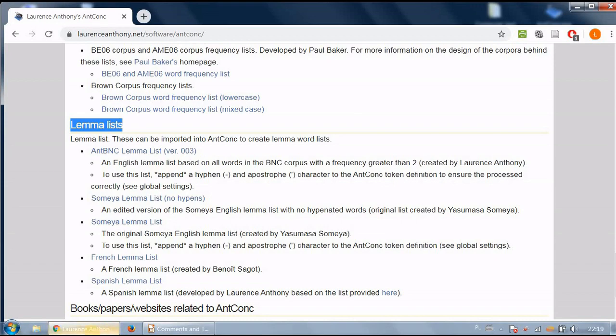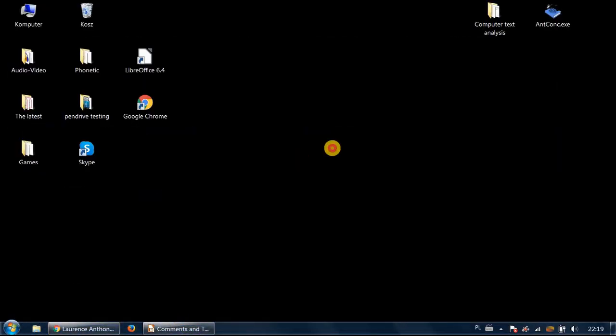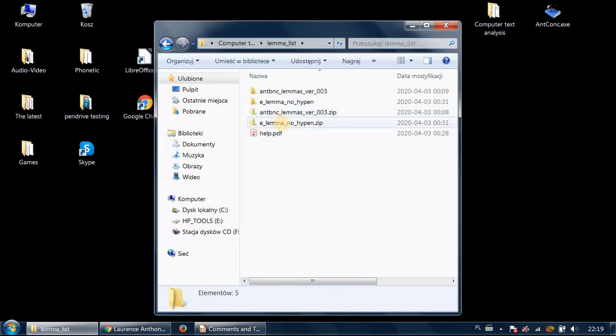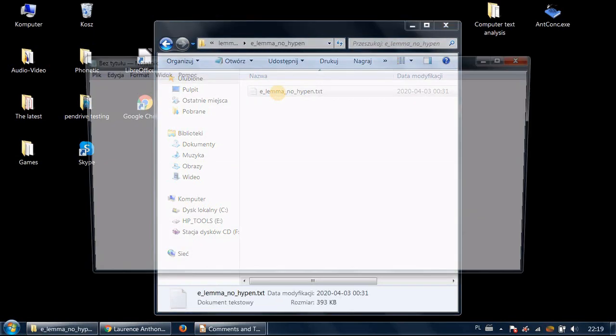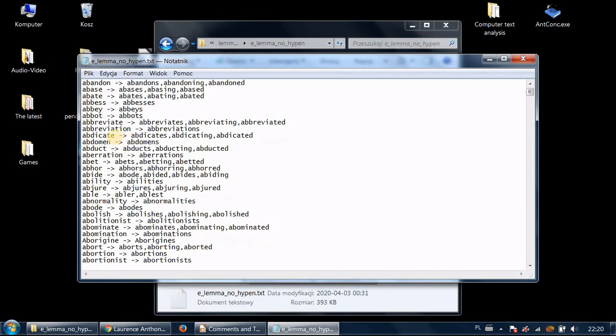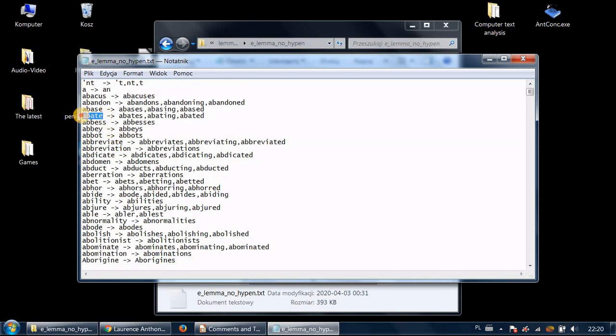And once it's downloaded, unzip it. So I have it here. Okay, and if you open it, it will just be a list of lemmas and all the inflectional forms. So this will be a lemma, and the whole will be lexeme.